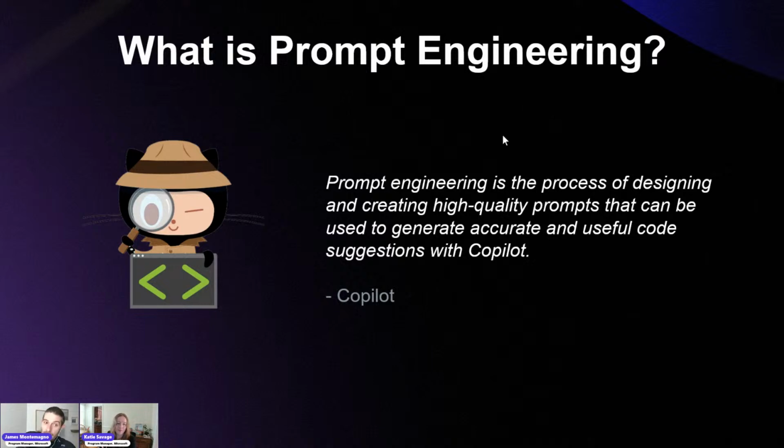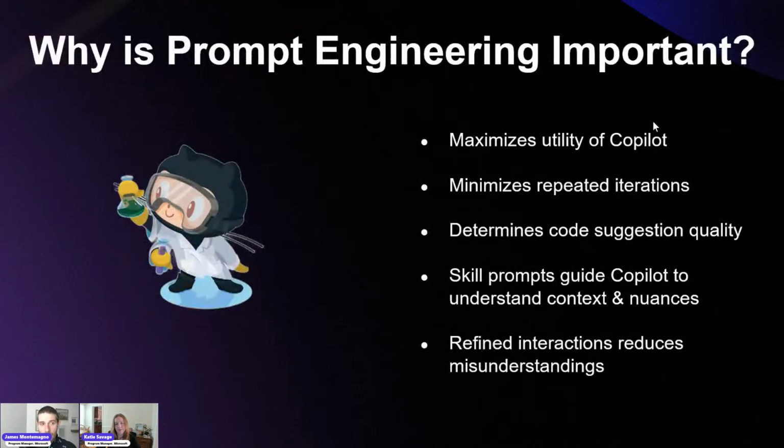So the prompt is what you give it. The prompt engineering is designing that prompt and ensuring those high quality prompts, just like you're saying, Katie. So like figuring out what works best in your coding style. It's important because, like you said, it maximizes the utility of Copilot. It helps minimize different iterations that you're working on. You get better code suggestions. And it's really a skill, I think, to learn those things. And it can help refine interactions and reduce misunderstandings in general.